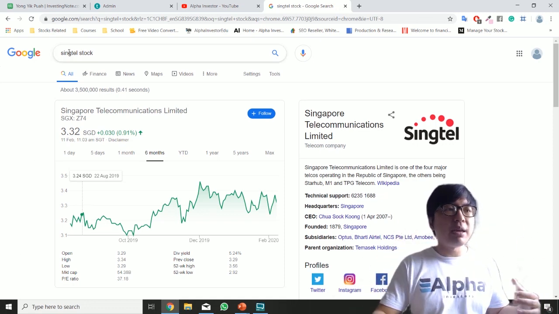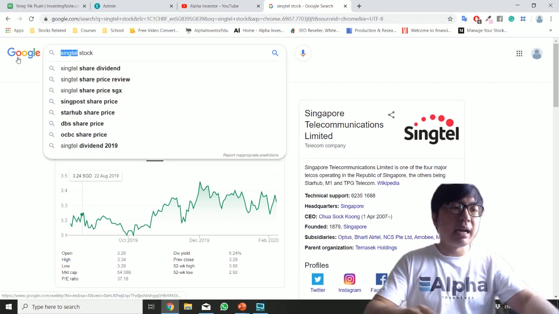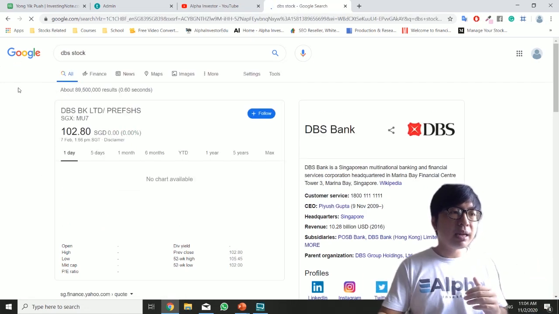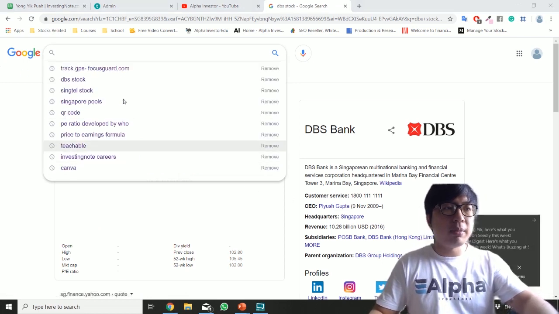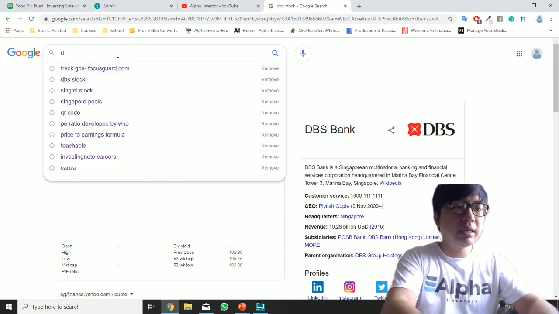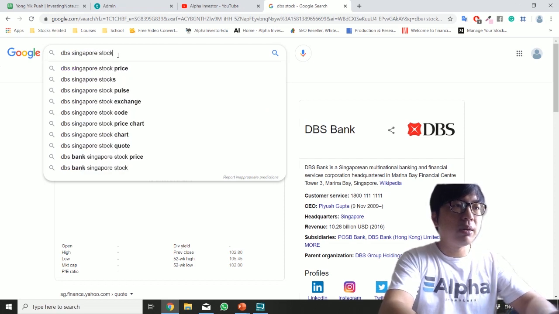Let's take a look at, for example, maybe you want to invest in a company like DBS. Sorry about this, DBS Singapore stock price.